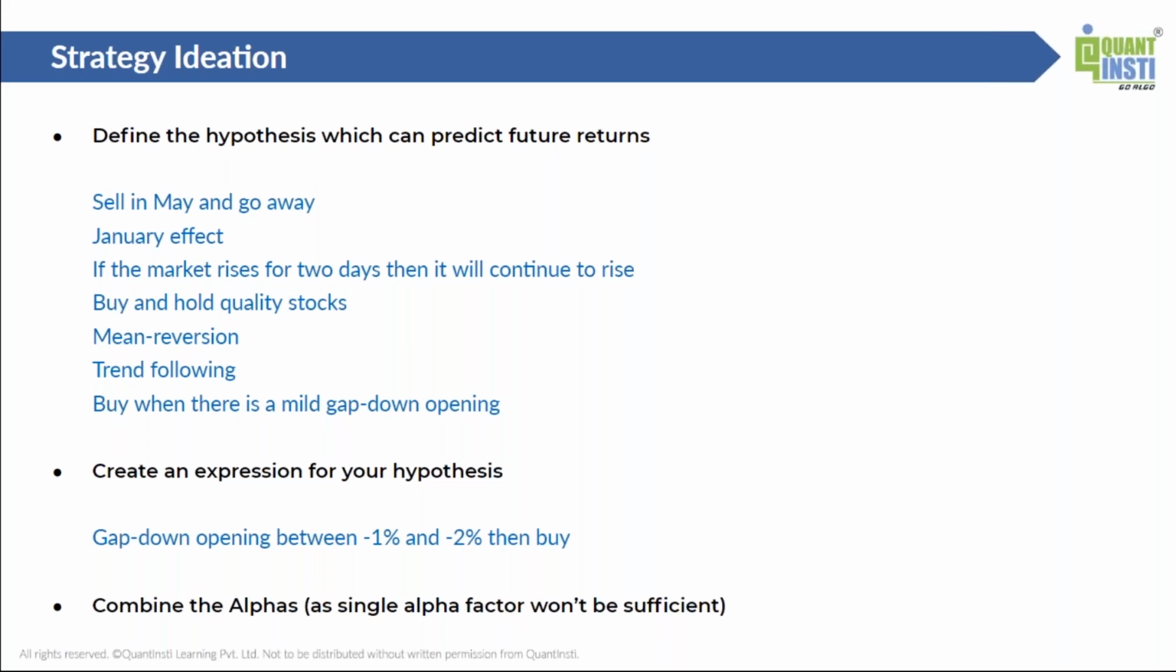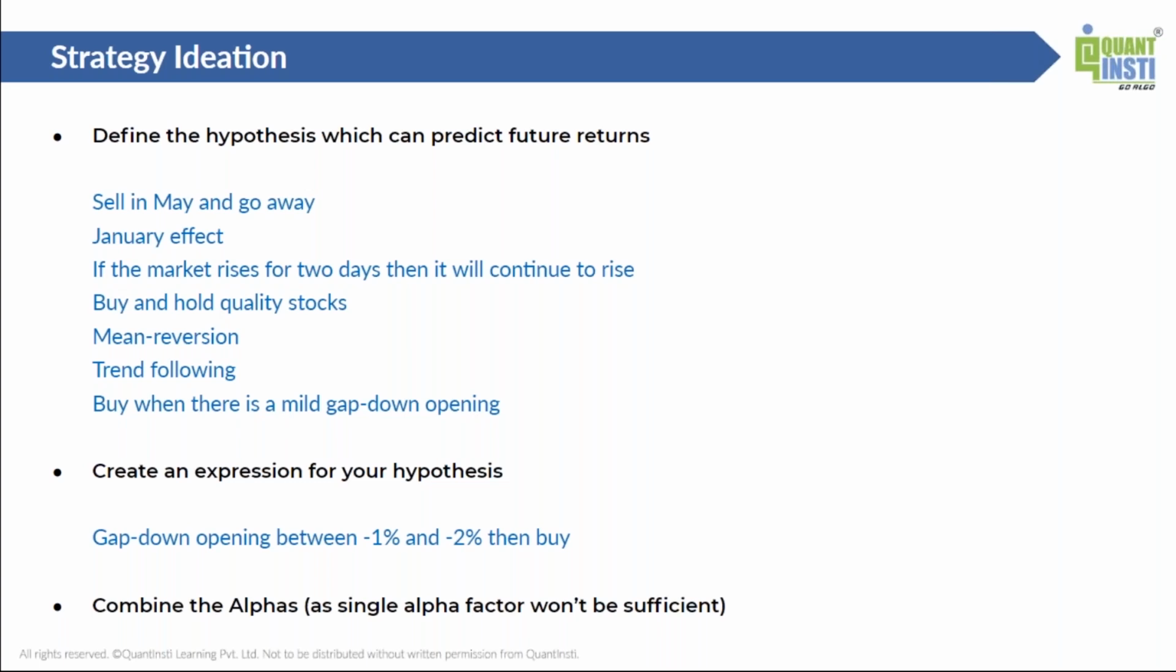The next two are the different kind of strategies which we create, which is mean reversion, which is indicating the prices will revert back to the mean, and trend following is if the price continues to rise, then it will continue to rise. That's the trend following principle. And this the last one for which we'll take example in this session, which is buy when there is a mild gap down opening. So which is again hinting at the mean reversion principle. So for example, if market opens -1%, then we'll actually go ahead and buy the market, expecting that it will revert or go in a positive zone.